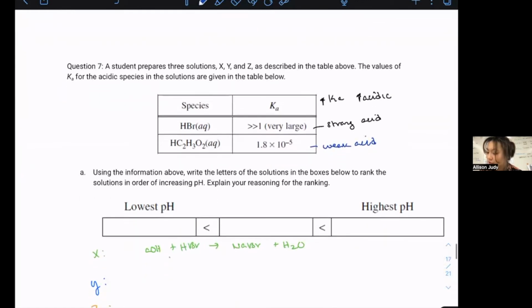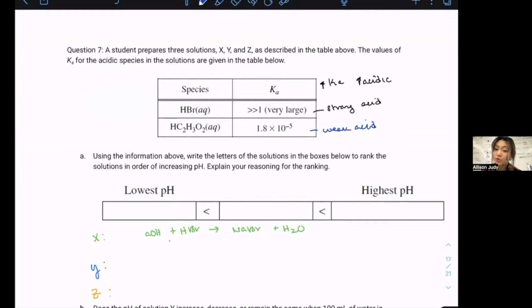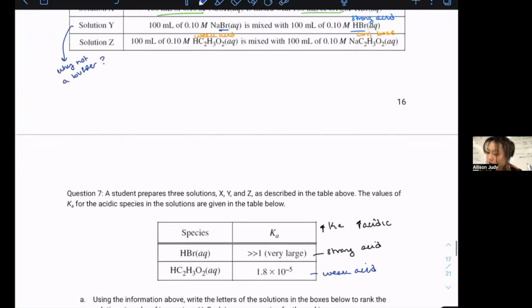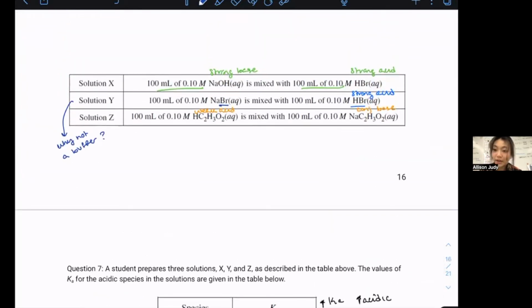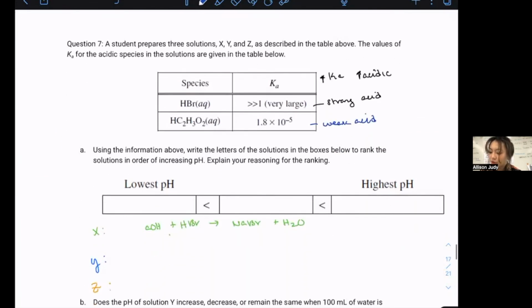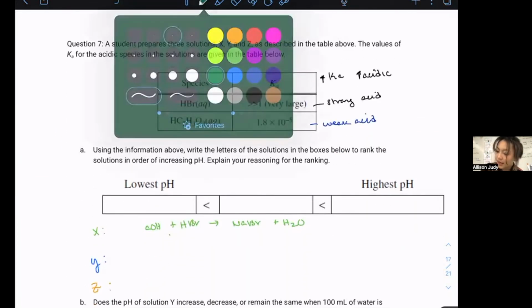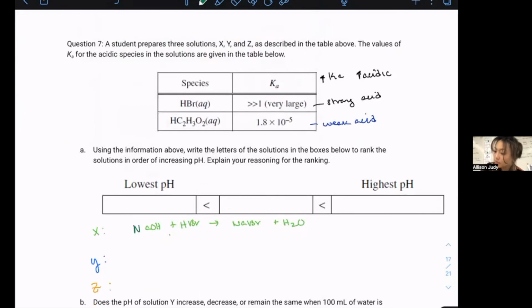Use the information above and write the letters of the solution in the boxes below to rank the solutions in order of increasing pH. So from most acidic to most basic. Explain your reasoning for the ranking. So for solution X, we have 100 milliliters of 0.1 molarity strong base, and it's mixed with 100 milliliters of 0.1 molarity strong acid.